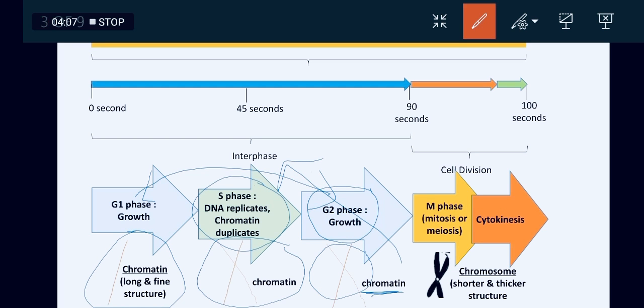Now, a more important thing is when you look at cell division. The structure here has changed. Now we call it chromosome. It becomes a shorter and thicker structure. So under this cell division, as you know already, I mentioned this one and this one. So that's it. Thank you so much.